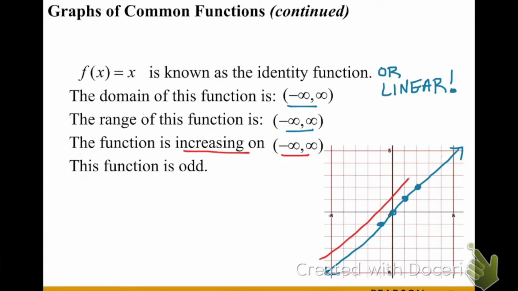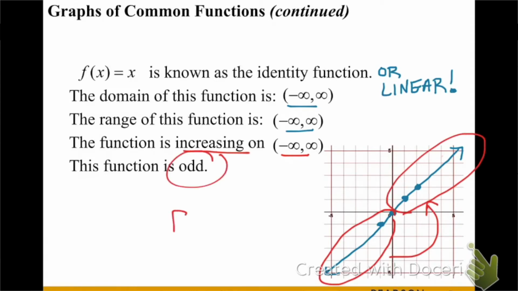If you also think about in terms of exponents, this is like x to the first power. Well, since it has an odd exponent only, then that means it's going to be an odd graph.